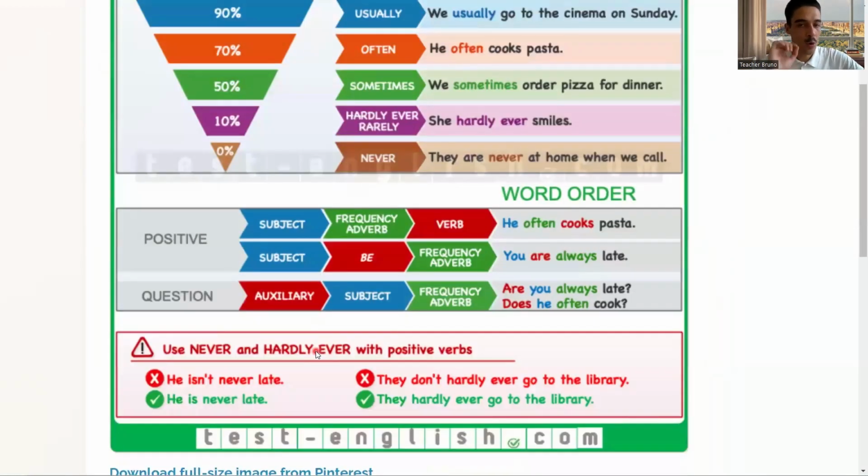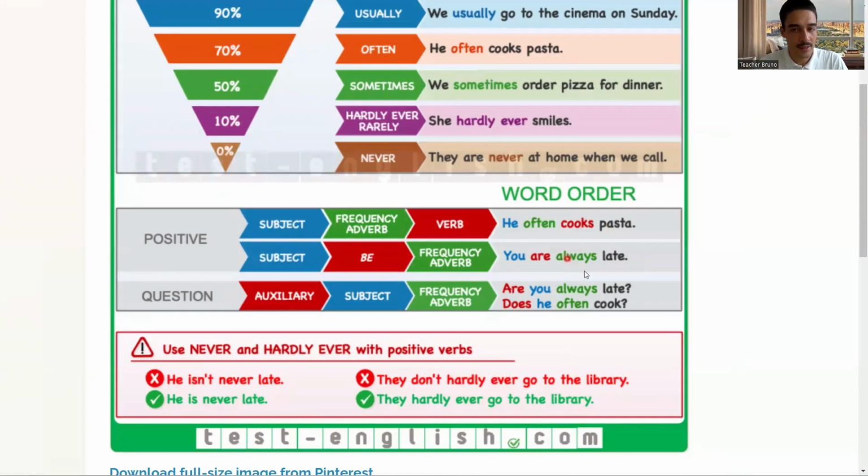0%. The word order. Positive sentences. Subject, he. Adverb, often, frequently, usually. Action, the verb, cooks. And pasta, that's the noun.